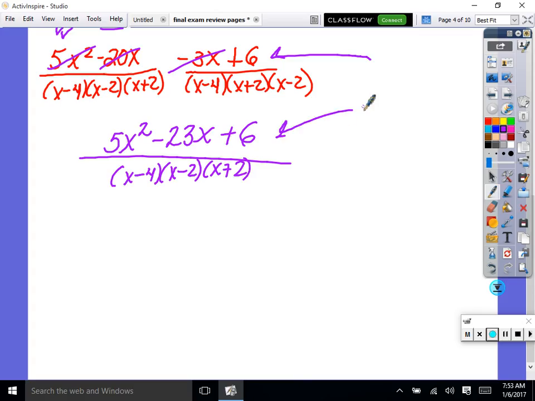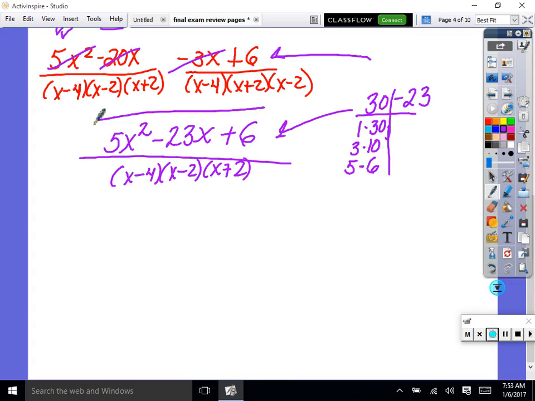So we would do what multiplies to be a times c, what multiplies to be 30, and adds up to be negative 23. So listing out factors of 30: 1 times 30, 3 times 10, 5 times 6, and that's it. None of those can add up to be negative 23, so it does not factor. So we know nothing will simplify.